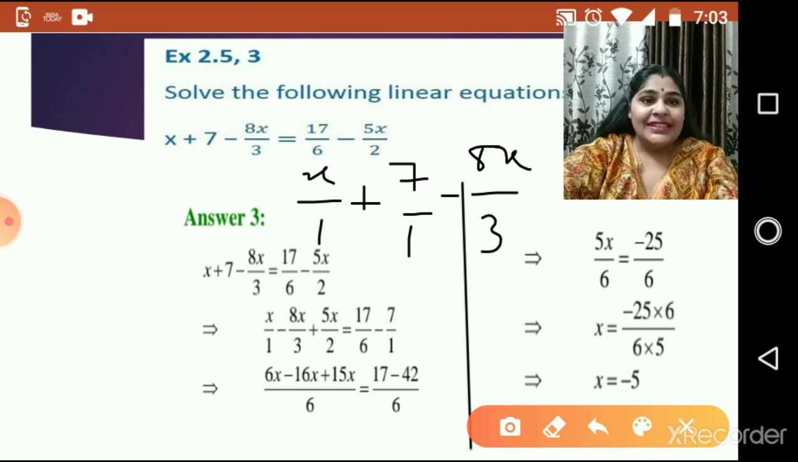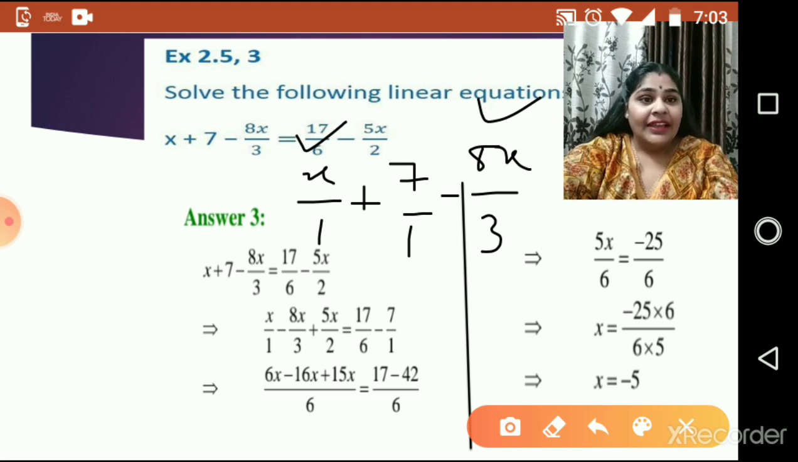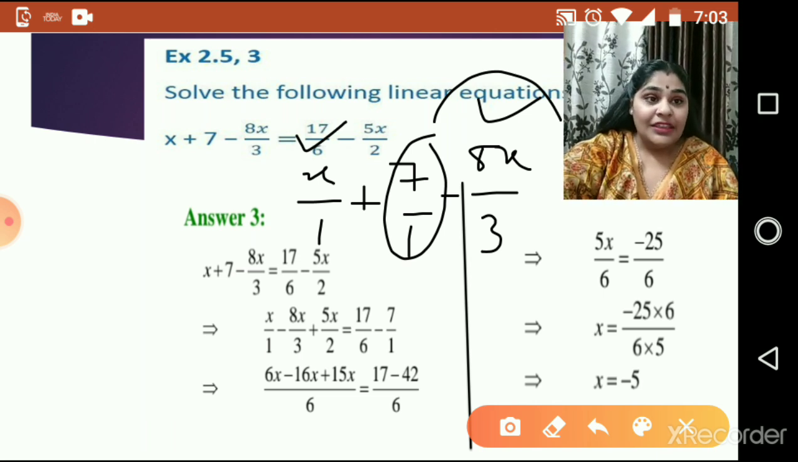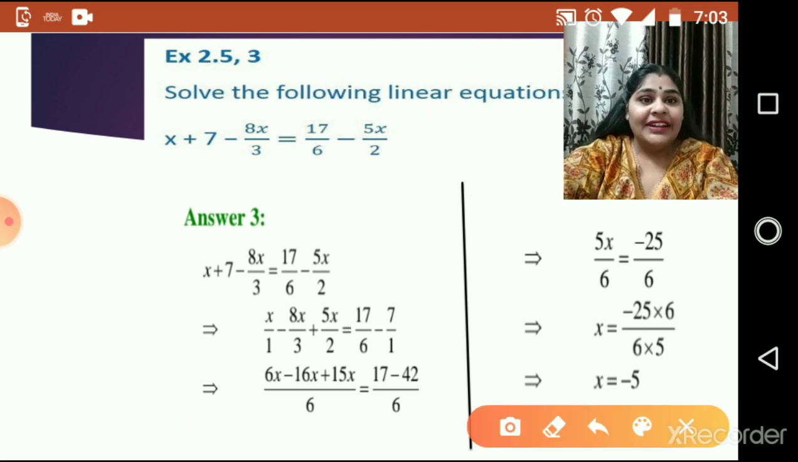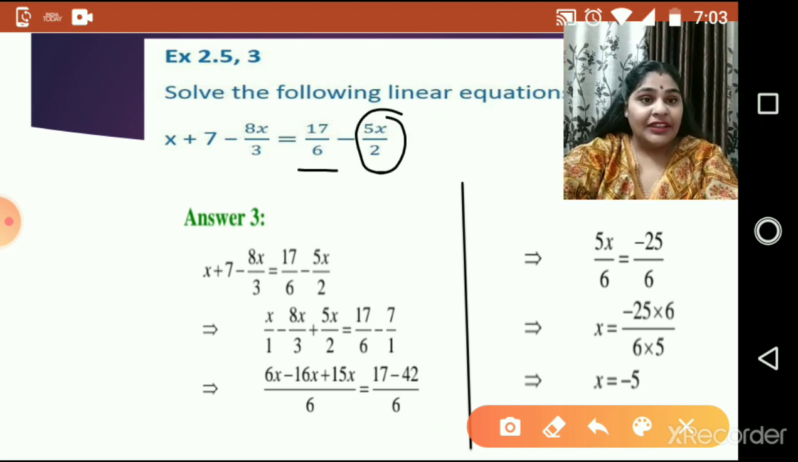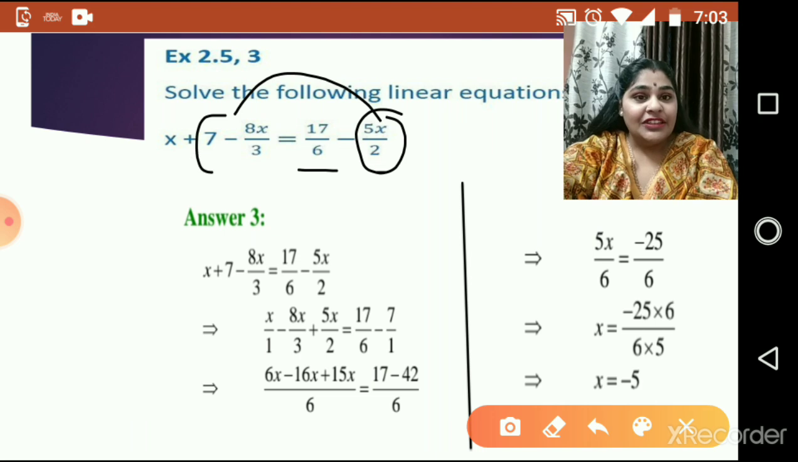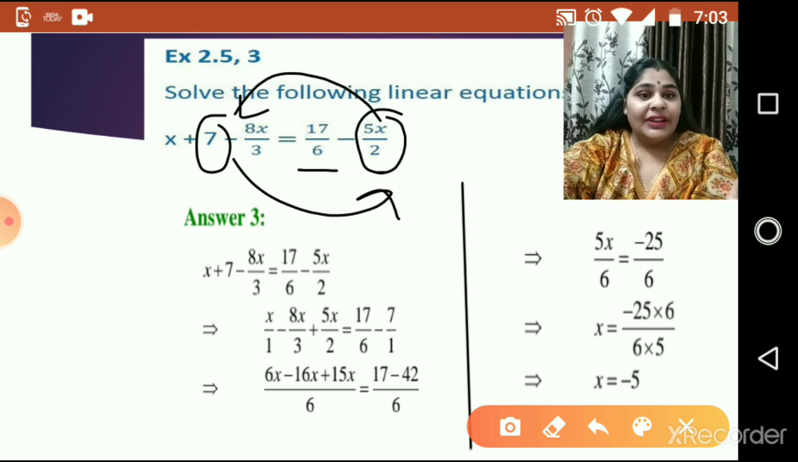Now what I'm going to do is keep the x terms, the terms which have the variable x, on this side, and this 7 upon 1 I'll transpose to the right hand side. Now let us see what is present in the right hand side. There is 17 upon 6 minus 5x upon 2. So wherever we can see the terms having variable x, we will transpose them to the left hand side, and wherever we see only the constant, we will transpose it to the right hand side, right? So let us do that.